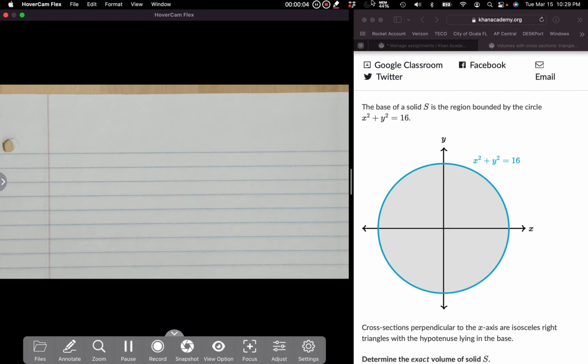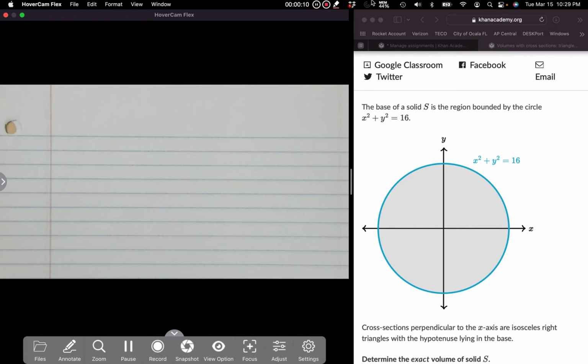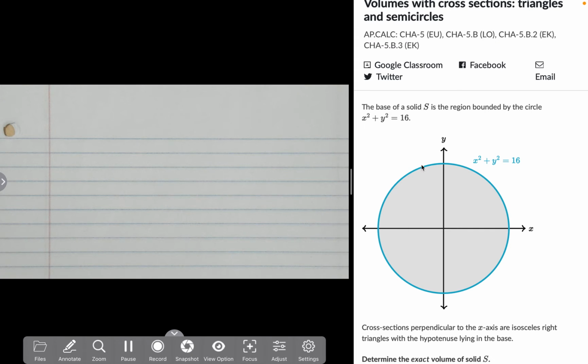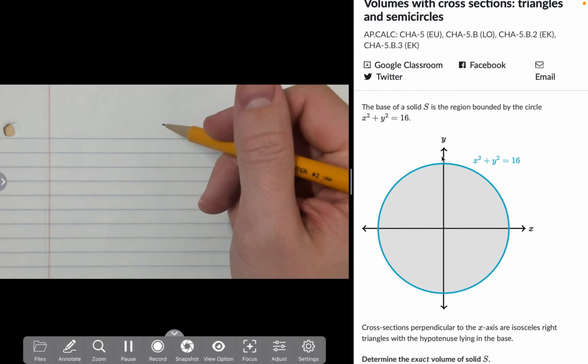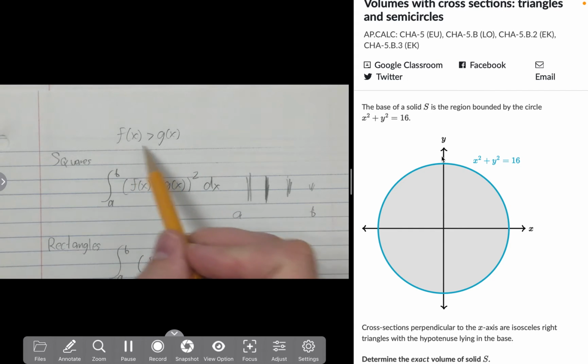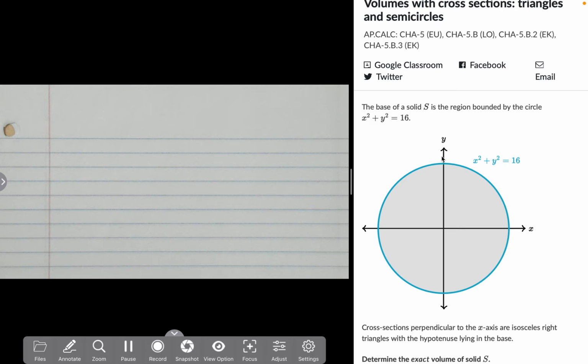All right, so on to the triangles and semicircles assignment. Some interesting things are going to happen in this assignment, namely the fact that technically this is an implicit relation. It's not a function. And if you remember, we were dealing with equations that had two functions, f and g. So that's going to make our work a little bit more interesting. Let's see what the problem says.